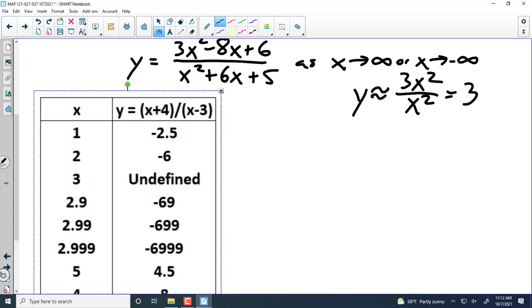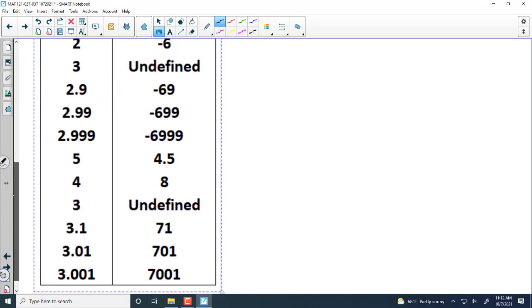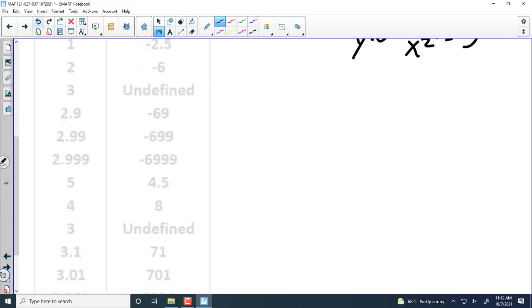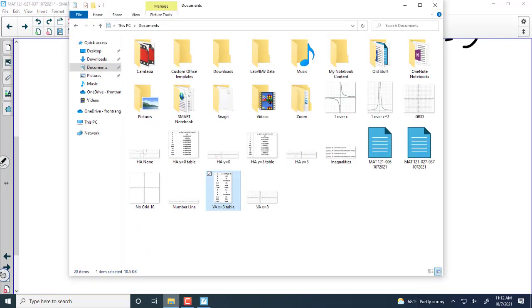we get a table that looks like this. Whereas wait, is that my vertical one? Yeah, that's my vertical one. We don't get a table that looks like that. Sorry. This one.